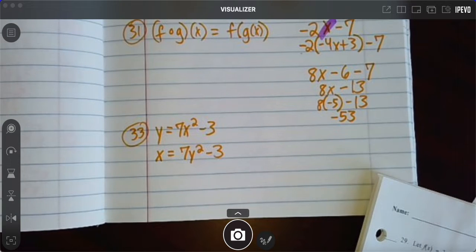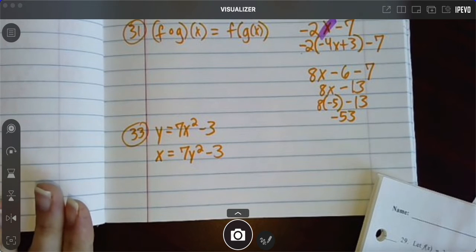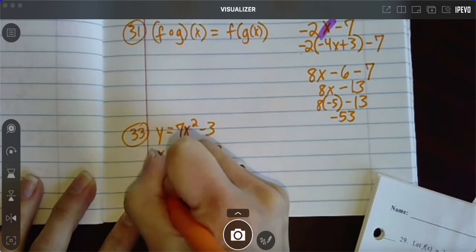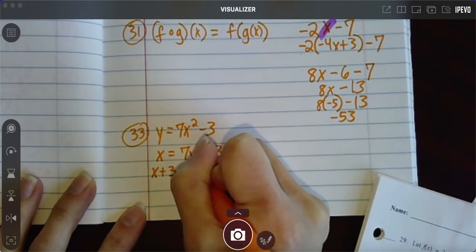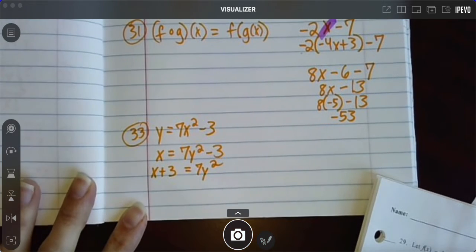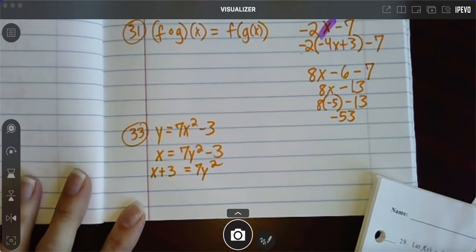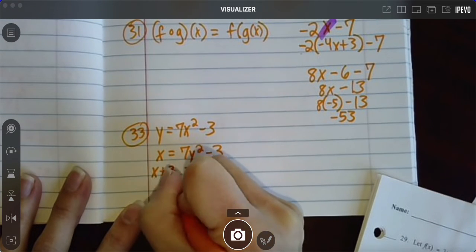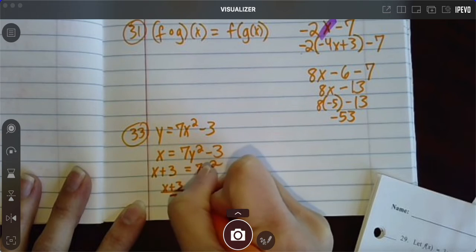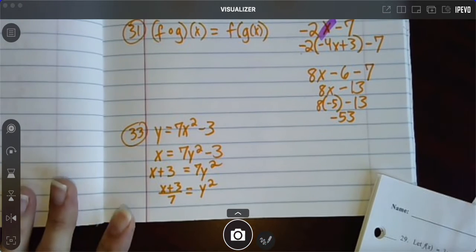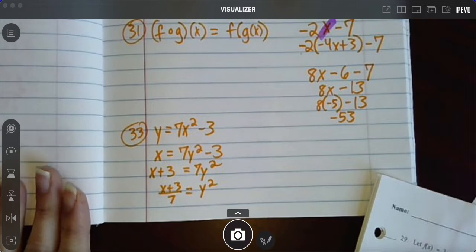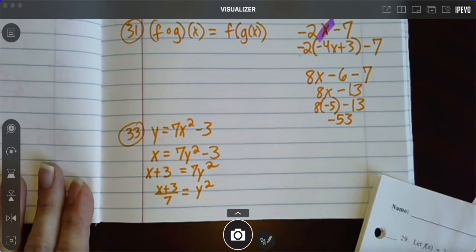Look at their equations. You can already narrow it down without even starting the problem. So I would add 3. Does everybody agree with that? Okay, so I'm going to write x plus 3 equals 7y squared. Divide by 7. So I'm going to get x plus 3 over 7 equals y squared. Am I solving for y squared or for y? Y. So we take the square root.